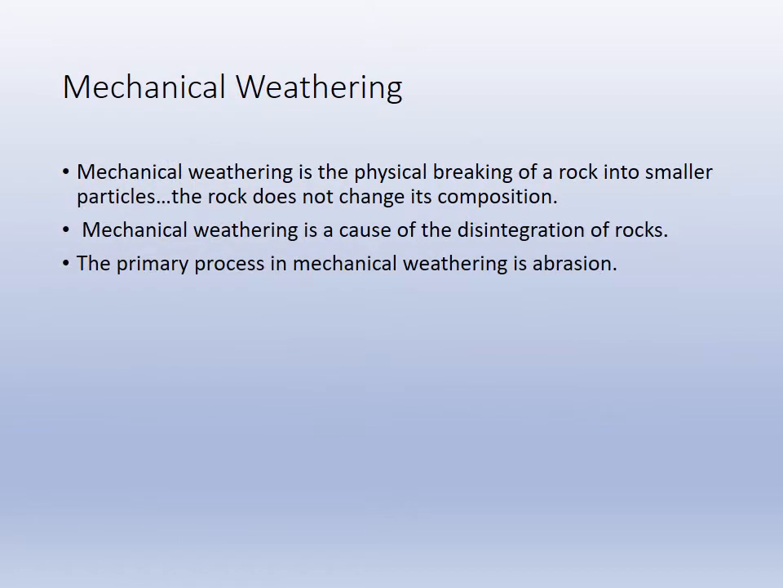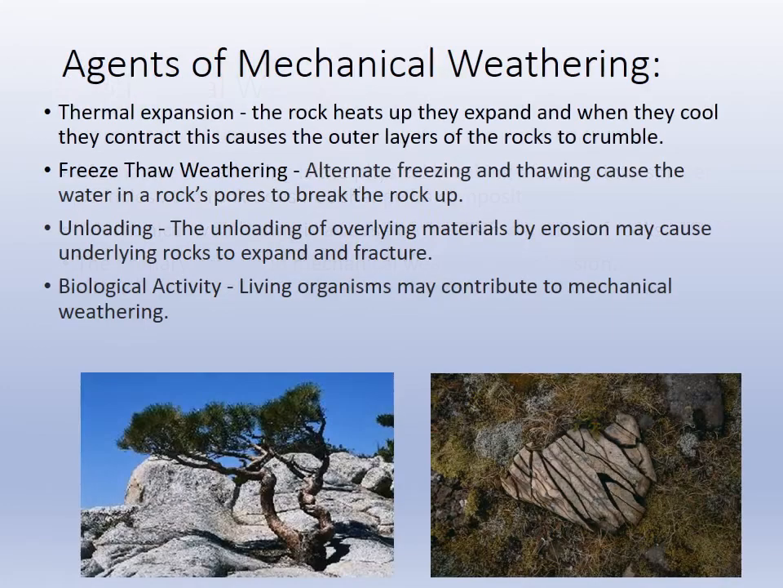The two types of weathering are mechanical and chemical. We'll start off with mechanical. The primary process is abrasion, but this is breaking down the rocks physically. So thermal expansion, freeze-thaw weathering, unloading, and biological activity all can mechanically break down the rock. This is more prevalent in the colder climates.